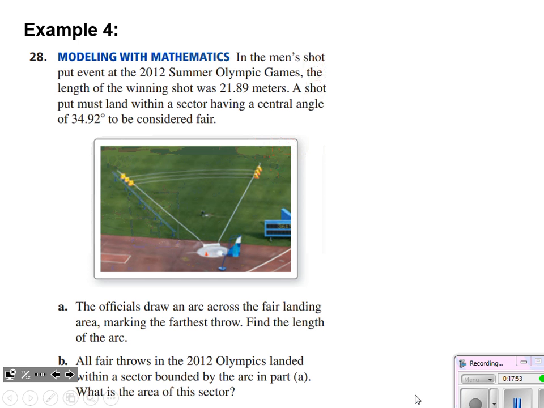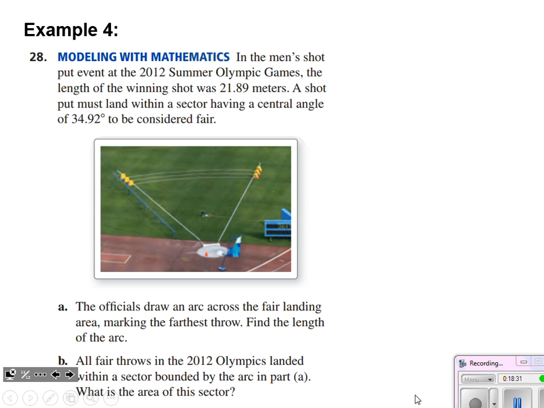Okay, and our final example here, now using some of those new geometry formulas, if I have radian measure for my angles, this is so easy. In the men's shot put event at the 2012 Summer Olympic Games, the length of the winning shot was 21.89 meters. A shot must land within a sector having a central angle of 34.92 degrees to be considered fair. The officials draw the arc across the fair landing area. You can see they got those out of bounds lines drawn on the left and right. We want to find the length of the arc that has the longest throw.